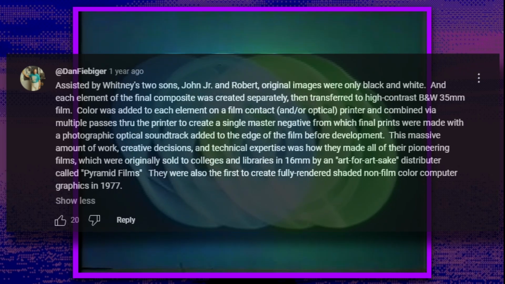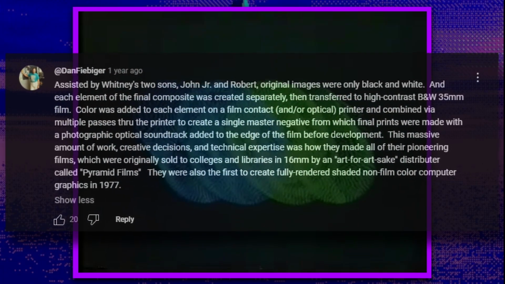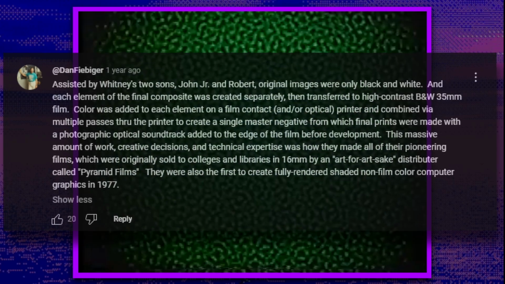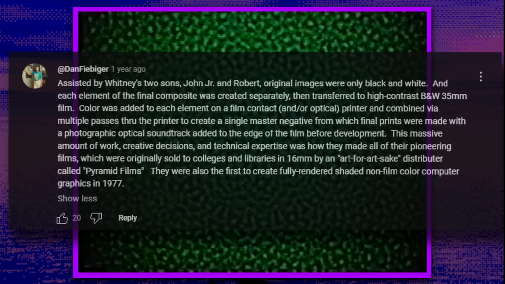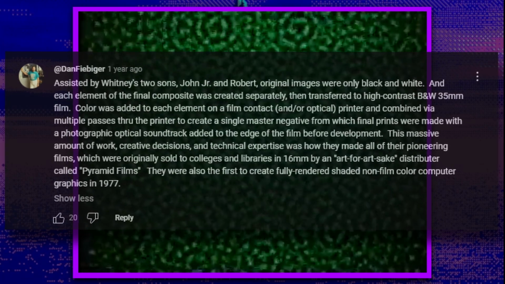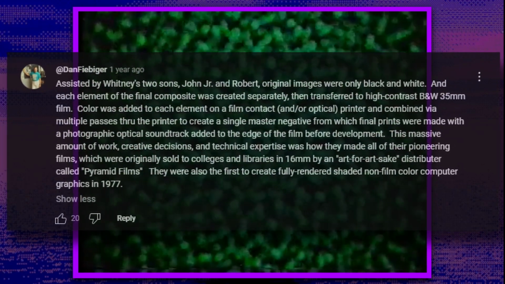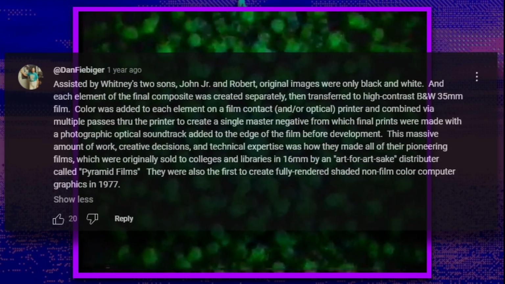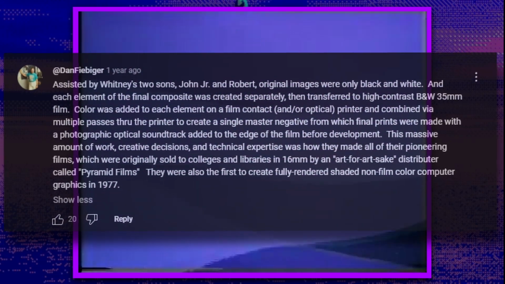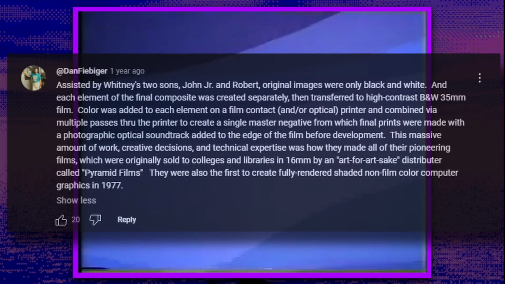And Robert, original images were only black and white, and each element of the final composite was created separately, then transferred to high-contrast black and white 35mm film. Color was added to each element on a film contact and/or optical printer, and combined via multiple passes through the printer to create a single master negative from which the final prints were made, with a photographic optical soundtrack added to the edge of the film before development.